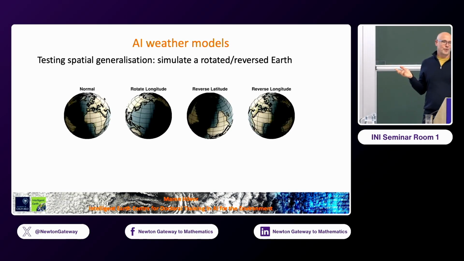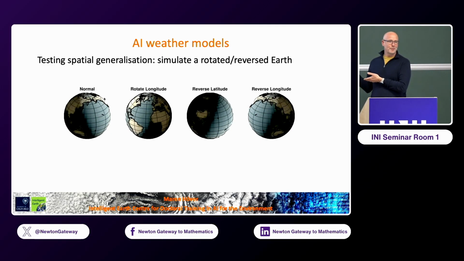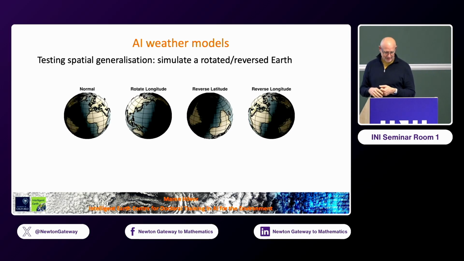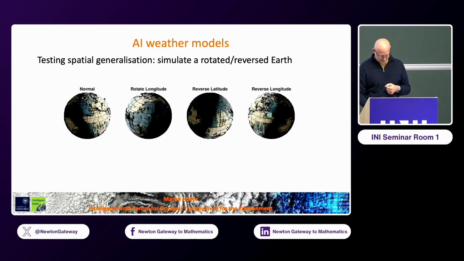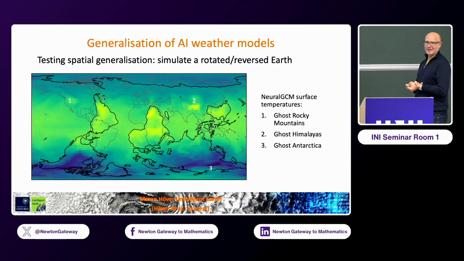basically took the Earth and spun it the other way around, or flipped it upside down. This shouldn't be a problem for a physical model, because you just solve the physical laws. It shouldn't be a problem for neural GCM in principle. In principle. So that's what the Earth looks like, then, if you do this.